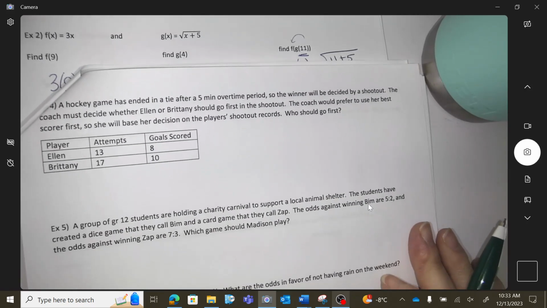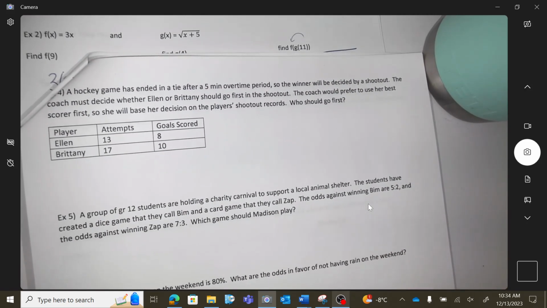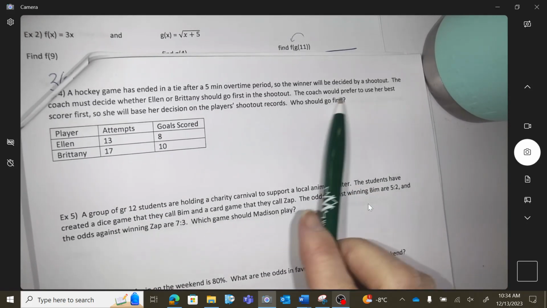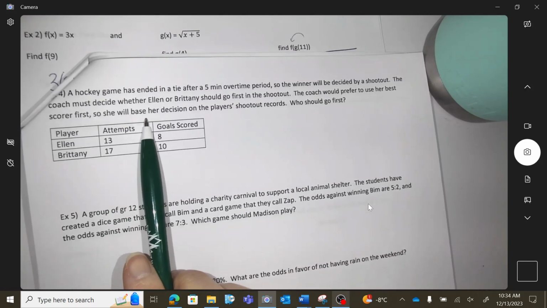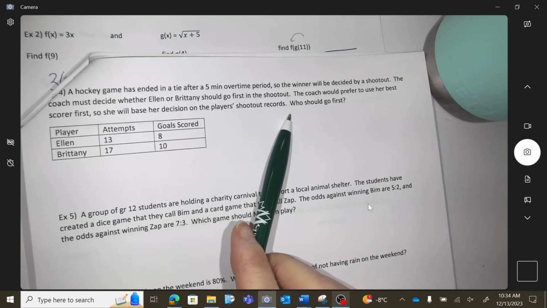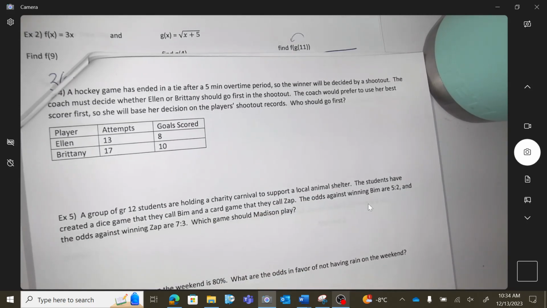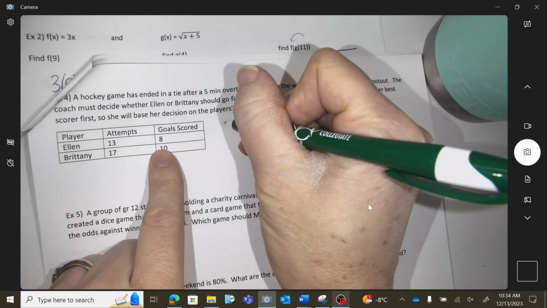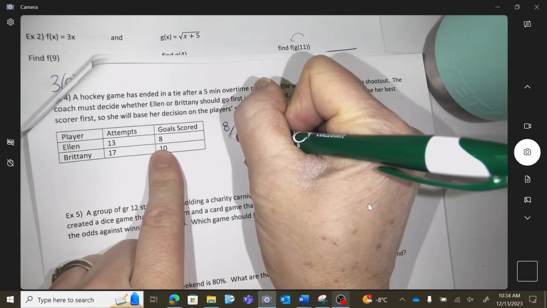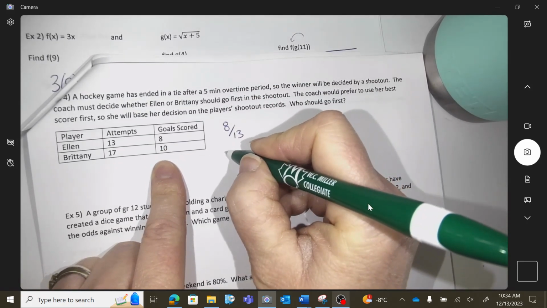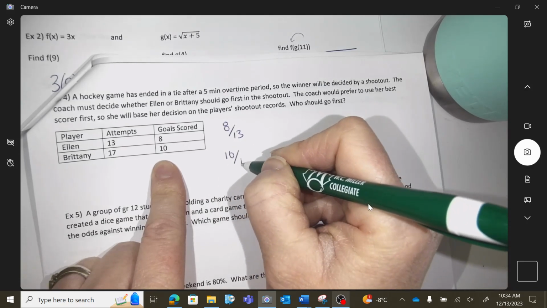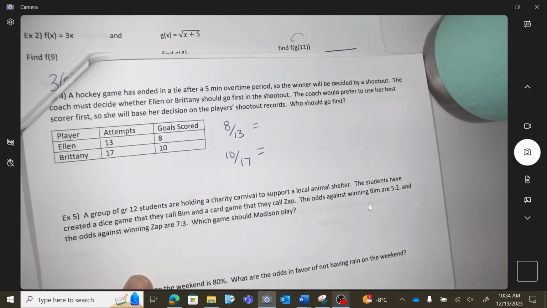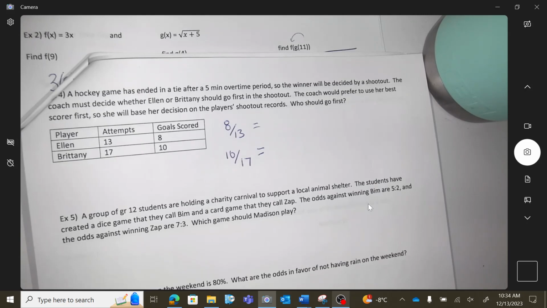Okay, there's a tie in a hockey game. There's going to be a shootout. The coach is trying to pick who is going to shoot, Ellen or Brittany. The coach would prefer to use her best scorer first, so she will base her decision on the players' shootout records. Who should go first? Okay, so all I would do is, Ellen scored 8 out of 13. This person scored 10 out of 17. I would probably do decimals because I can't really compare those as fractions.